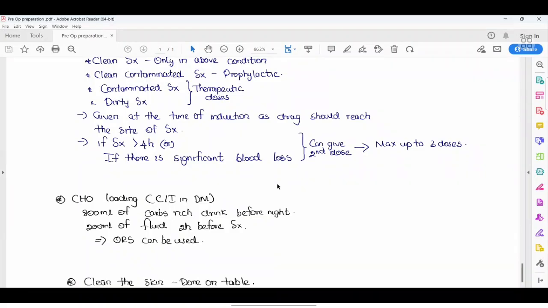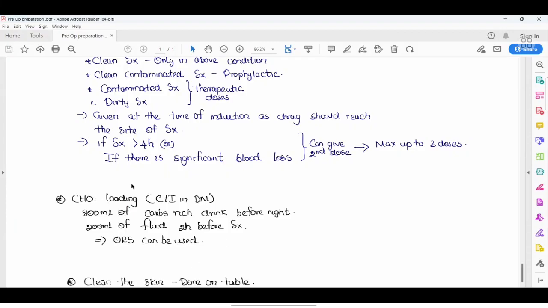Ideally the patient should be sent to the theater. On the table, the skin should be clean. But the problem is why they are not recommending cleaning the skin, because it increases the risk of infection. That's why for all surgery, they are not recommending cleaning the skin. But even if you want to do it, it should be done on the theater table.